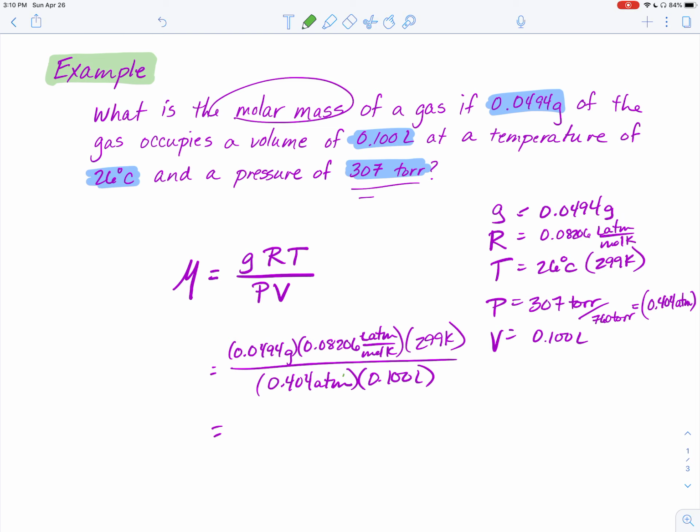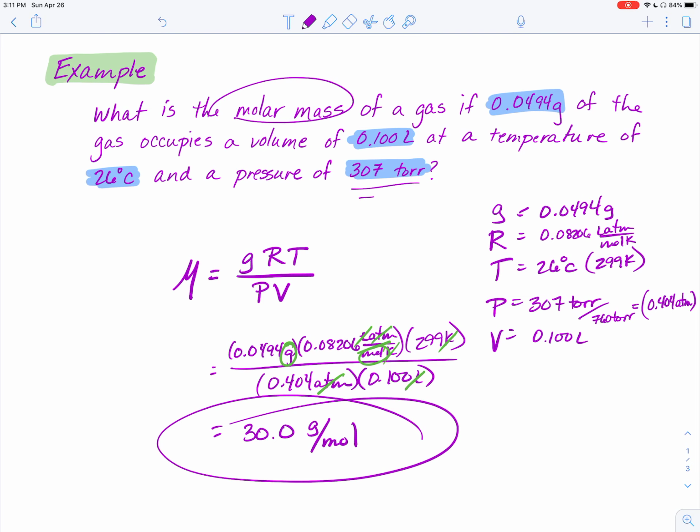You always want to do this every time you're doing any kind of calculation. And so we get everything cancels out except for grams, and then it'll be per moles, which, hey, that's the unit for molar mass, so that worked out really well. And so I get this in my calculator and rounded it to 3 sig figs to 30.0 grams per mole. And that is the molar mass of our gas.